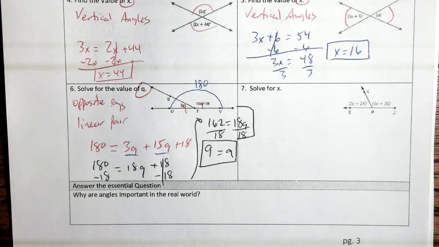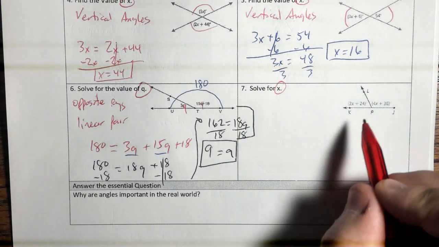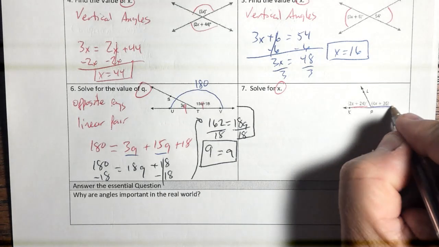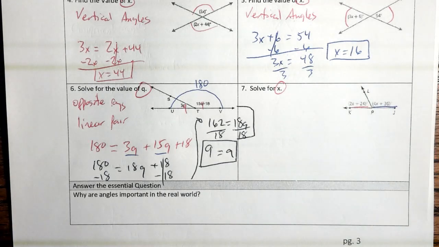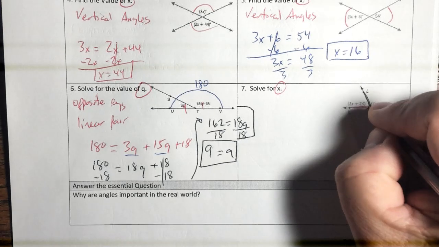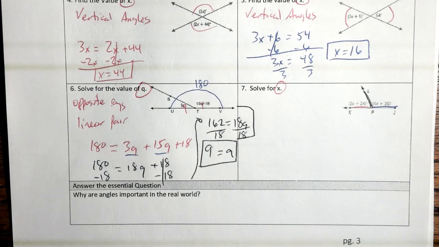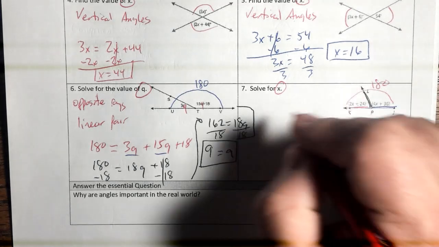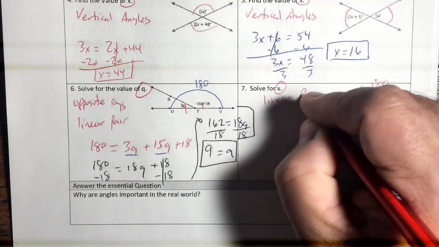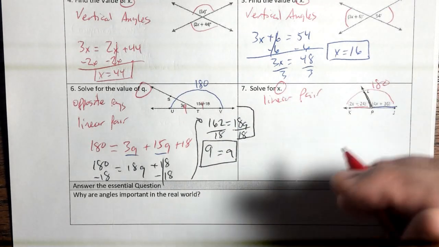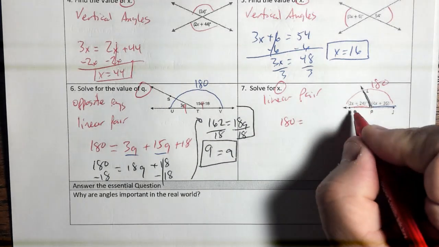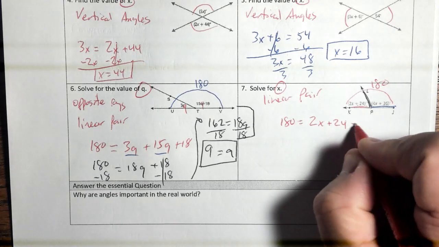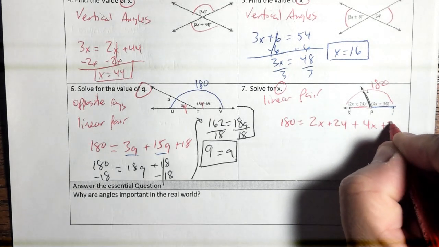Okay, number 7. Solve for x. So again, we have opposite rays. I'm going to do this, and this guy in the middle. So that means both of these are going to equal 180 because we have another linear pair. We're going to say 180 equals 2x plus 24, plus this other guy, plus 4x plus 36.